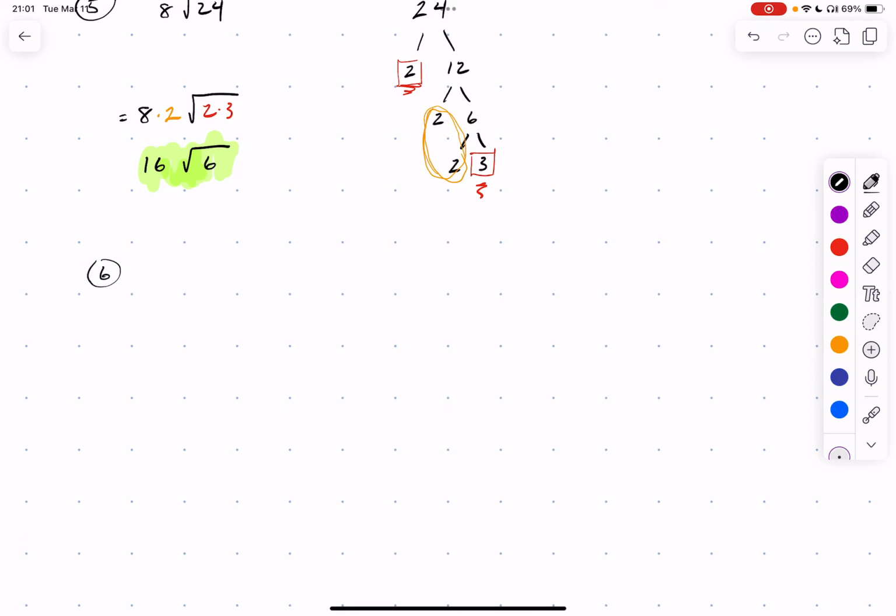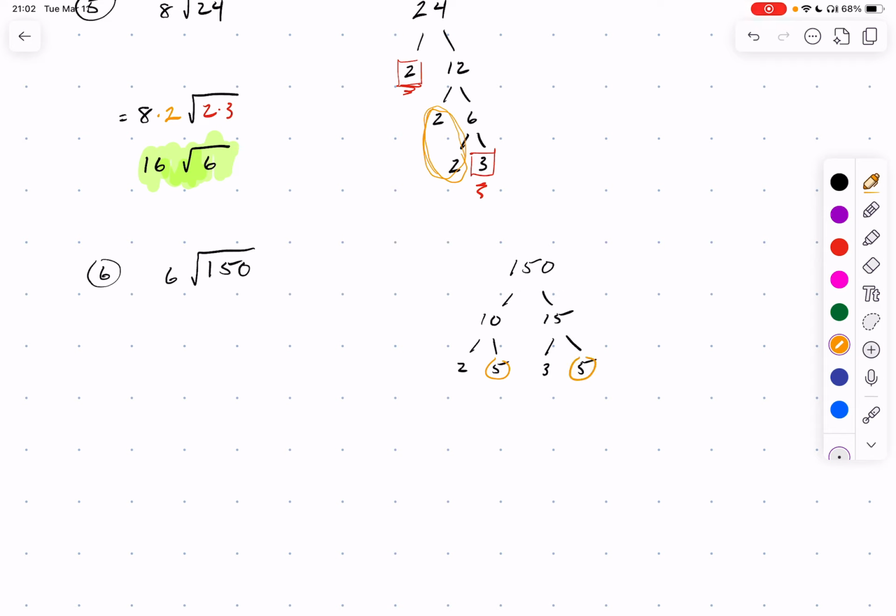Now let's divide up 10. So 10 is 2 and 5, and those are both prime numbers. And 15 is 3 and 5, so those are both prime numbers. And I can see that I have a pair of 5's. Those are going to be able to come outside of the square root. When I take the square root of 5 times 5, that's just going to leave me with 5. But 2 and 3 don't have matches, so they're going to have to stay underneath the radical.